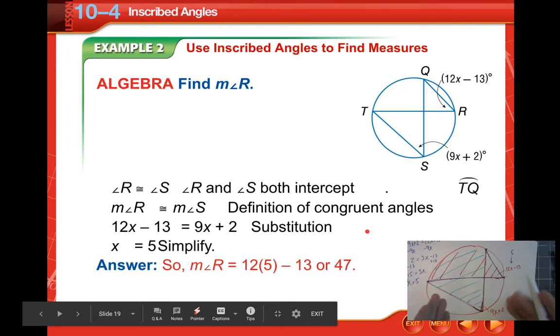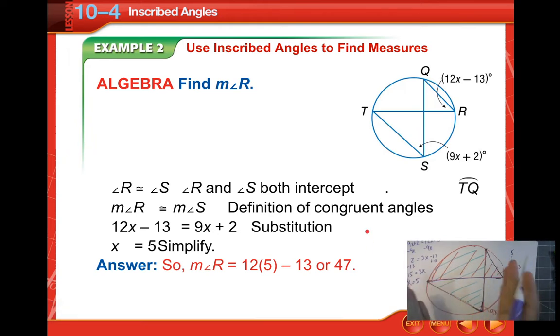Once again, we looked for these angles and they're pointing at the same thing. They're pointing at the arc TQ. If you can't see it, I encourage you to draw it out yourself. Maybe just draw this arc, this angle, and then this angle to sort of see what's going on.